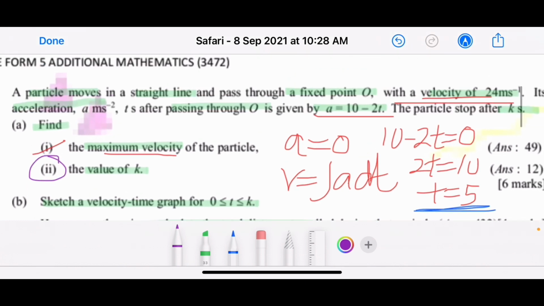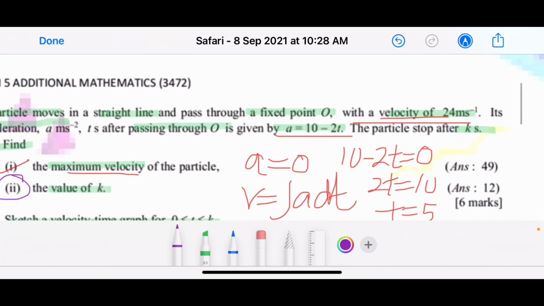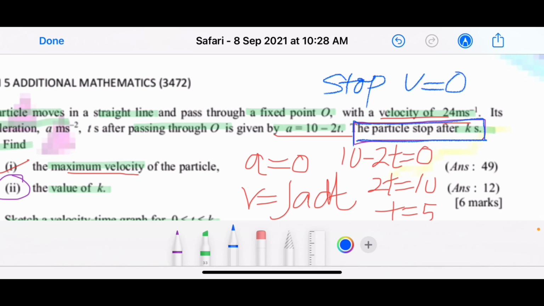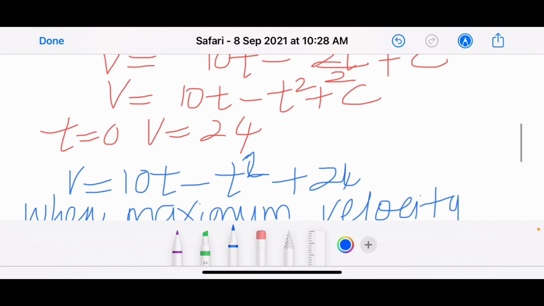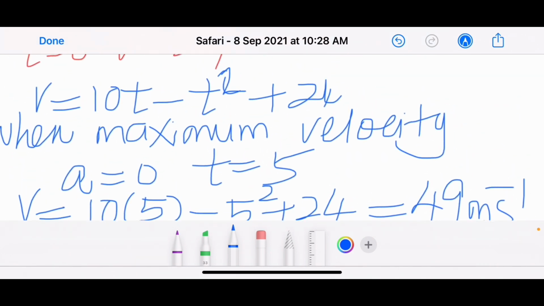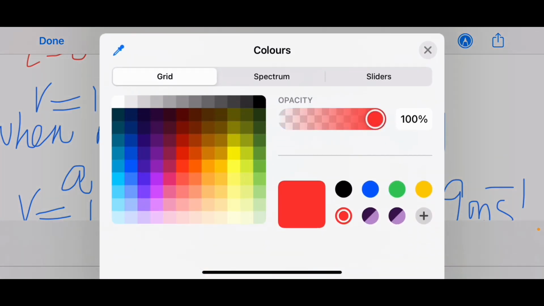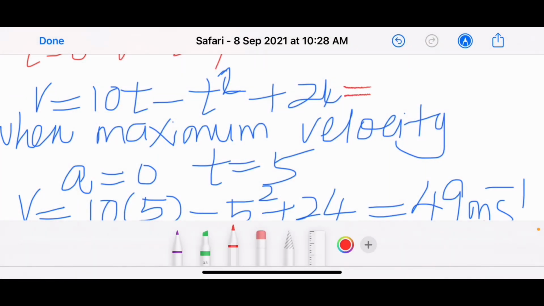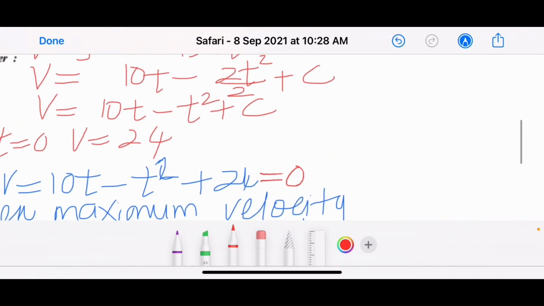Remember that for maximum velocity, you must let acceleration equal to 0. Now we are going to solve the value of k. The particle stops after k seconds. Stop. When something is stopped, velocity must be equal to 0. Alright, so let v equal to 0. Where is our function v? We just found out the function v just now. v is equal to 10t minus t squared plus 24. We let it equal to 0.